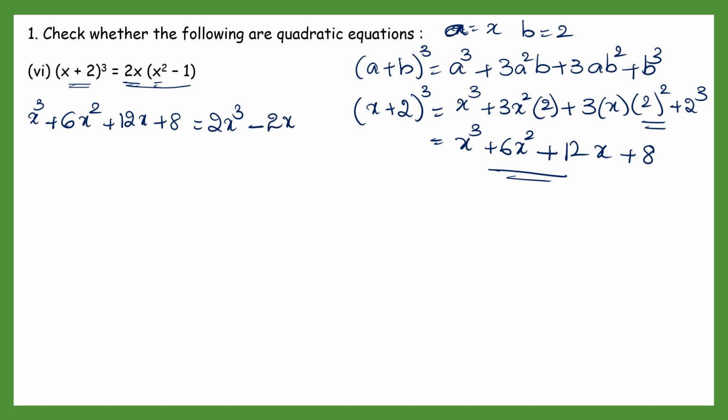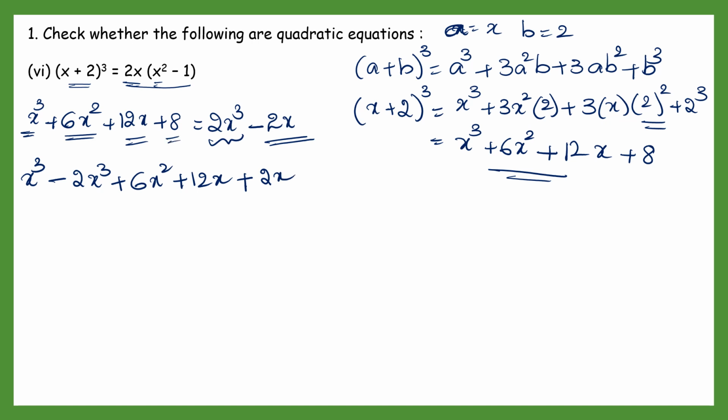Let's get all the terms on the right side to the left side. Here you have x cube as it is. Here you have 2x cube. If it comes to the left side, it will become minus 2x cube. Next, plus 6x square. Next, plus 12x. This minus 2x is on the right side. If it comes to the left side, it will become plus 2x. Next, plus 8.